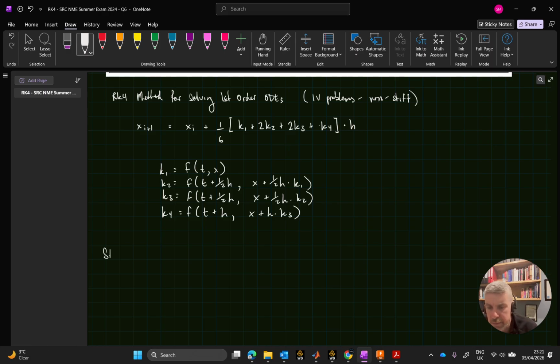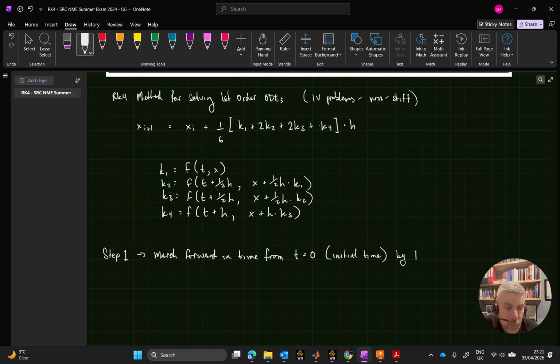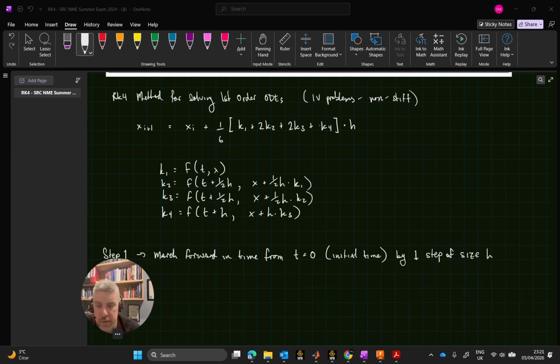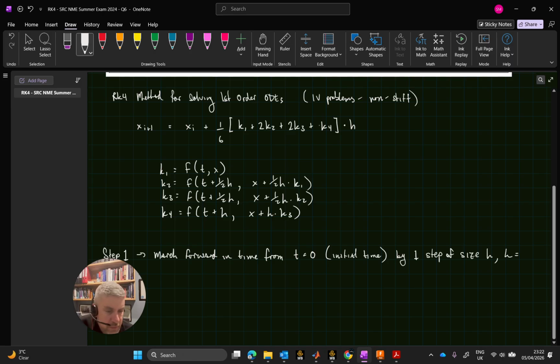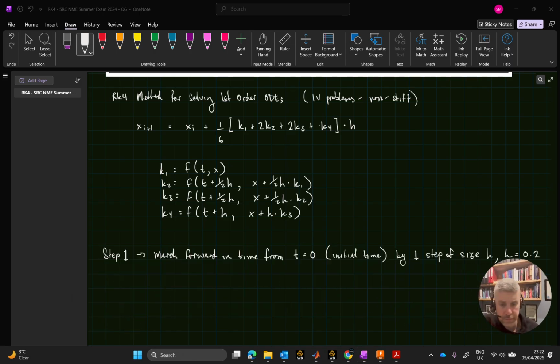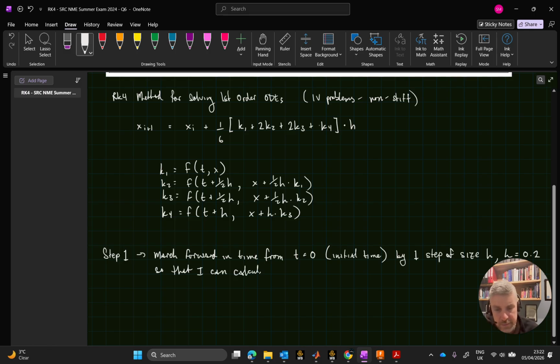Right? It's going to be step or chug forward, like step 1. So step 1, I'm going to march forward, in this case in time, from t is equal to 0, which is my very initial time, by 1 step of size h, where h is equal to 0.2, so that I can calculate a value x at t is equal to 0.2.